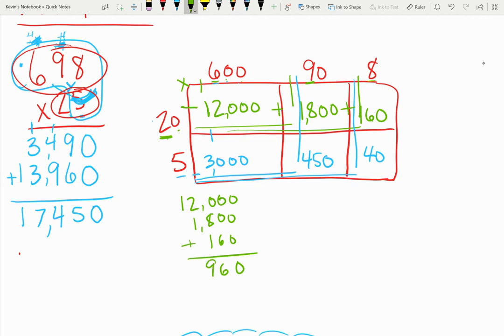1 plus 8 is 9, comma, and then 2 plus 1 is 3. So 13,960. That, if I add those 3 numbers across, 13,960. Then I'm going to take my second set of partial products. I'll just add those over here. 3,450. Being mindful of lining up my ones with the ones, tens, hundreds.